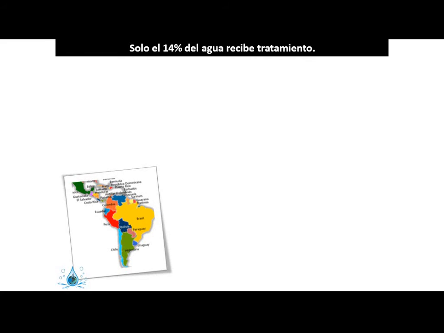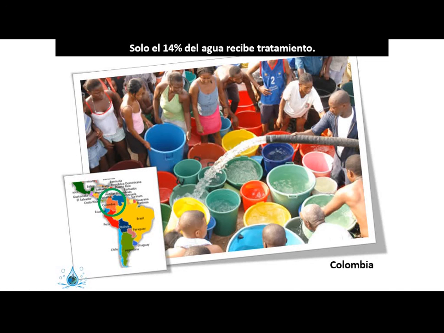Next. Solo el 14% del agua recibe tratamiento. Tratamiento. How would you translate that? Solo el 14% del agua recibe tratamiento. Think about this water. What's wrong with it? What does it need? Picture clue. Again from Colombia. Keyword right here. Only 14% of the water receives, well, literally, treatment. So of all the water that's there, only 14% of it is clean enough to use.